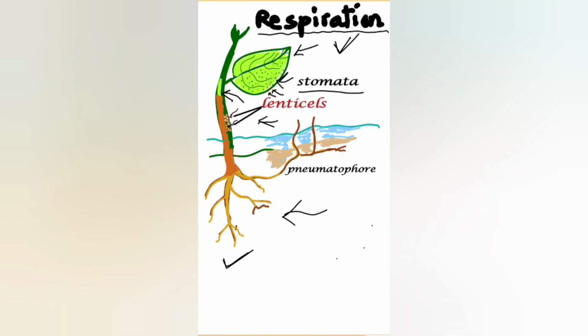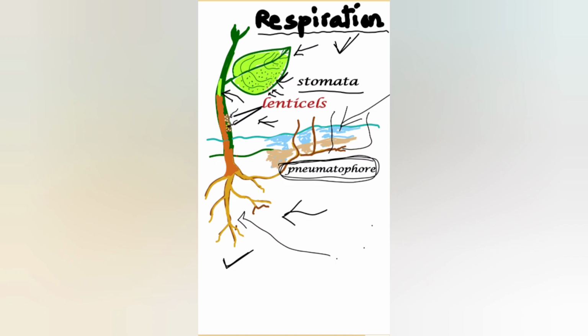Now, what about the roots? How do they take in oxygen? The roots take oxygen through the surface from the soil. At times certain plants grow on saline water. I have shown you this is the saline water. In that case, the roots cannot get oxygen from the soil. Therefore, vertical roots come out. Can you see? These are called breathing roots or pneumatophores. These are specialized roots to breathe.